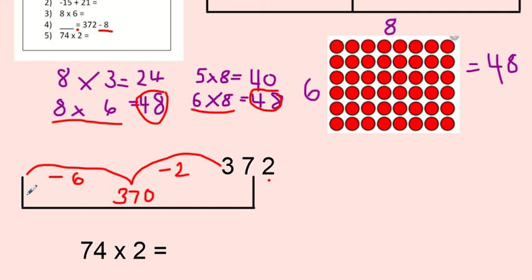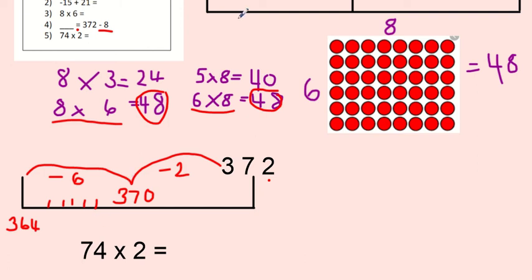I could count on my fingers backwards, or I could draw some little marks on my number line here to help me and count back 6, and we get to 364.